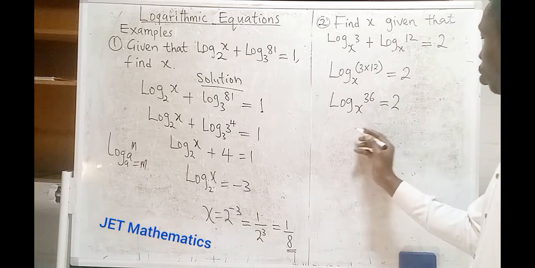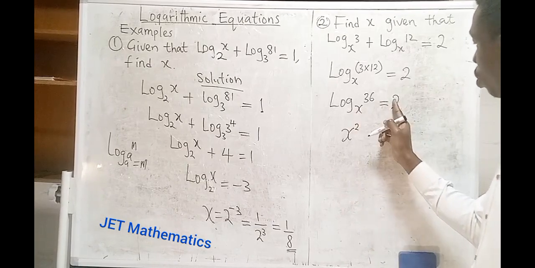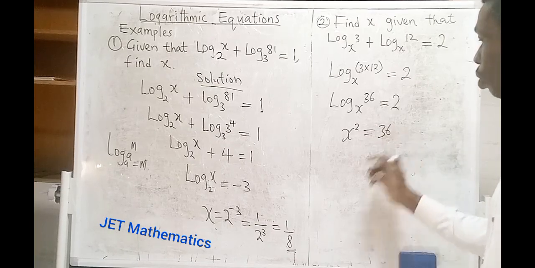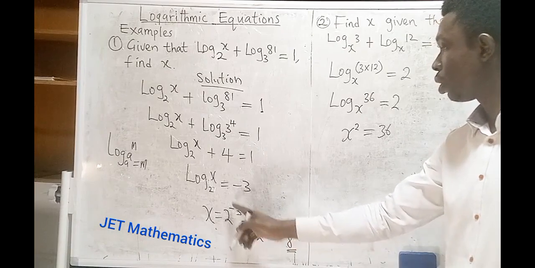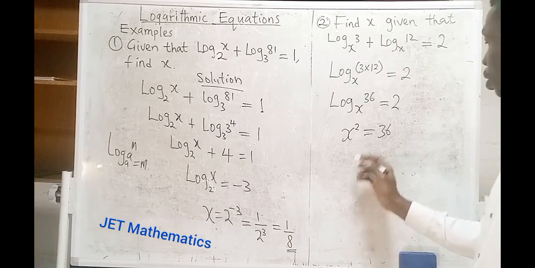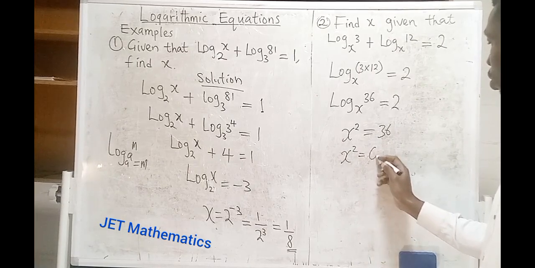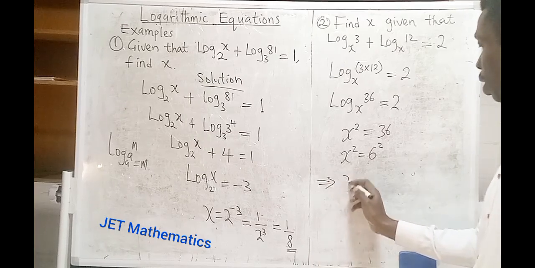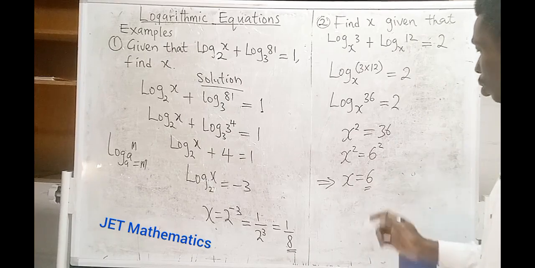And so x raised to the power of 2 equals 36. That's what we also did here: 2 raised to the power 3 equals x. The same thing we have applied here. And then this implies that x raised to the power of 2 is equal to 6 raised to the power of 2, and then this implies that x must be equal to 6.